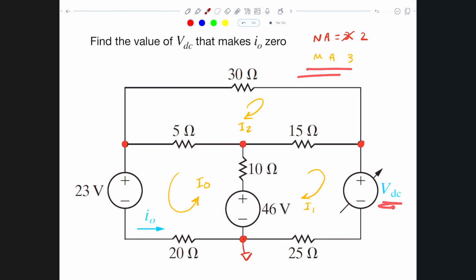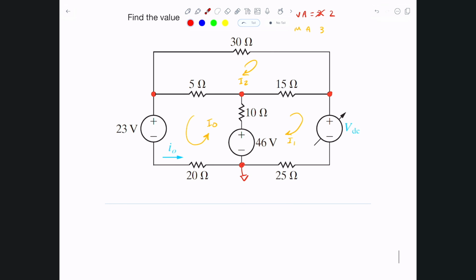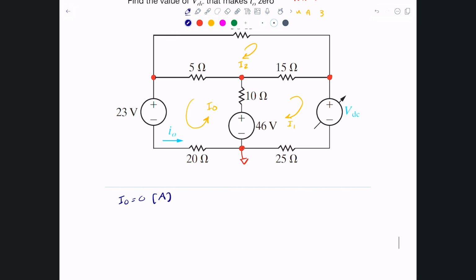I'll figure out the value of VDC, and then I'll go back and double check my answer with nodal analysis. By double checking, I mean I'll assume whatever VDC value we get, and then I'll compute what the value of I naught is. Okay, so let's get started. I will basically say, well, I0 is simply 0 amps because that's what I wanted it to be, but I'll end up writing it for that mesh anyway.